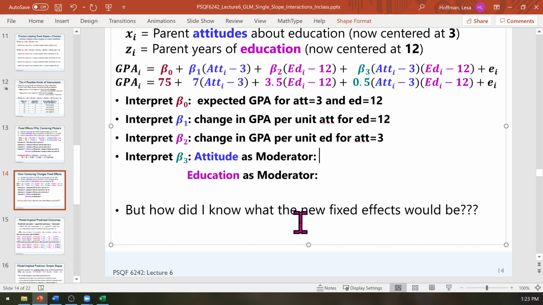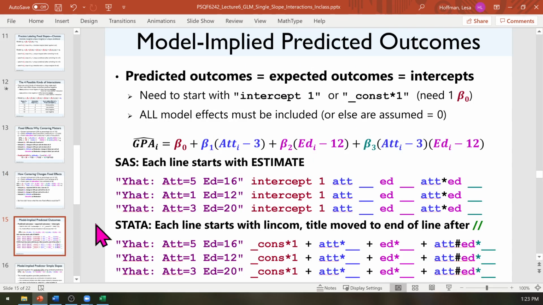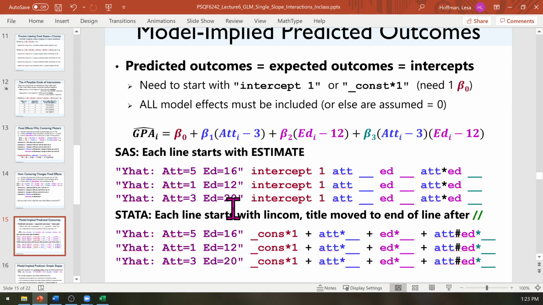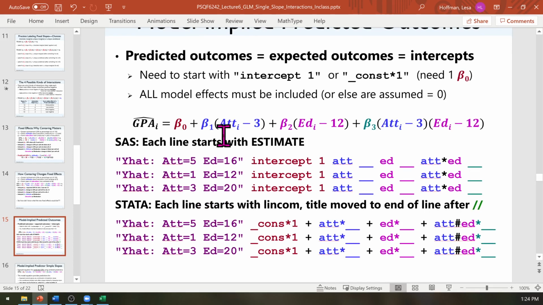I got some more slides that we can fill in together here. Because we can figure it out as a linear combination. So let me show you how you can ask SAS, Stata, R, and some packages in SPSS to find out these sorts of things for you. So here's an example of how I would get a new predicted intercept. How would I know what that should be?